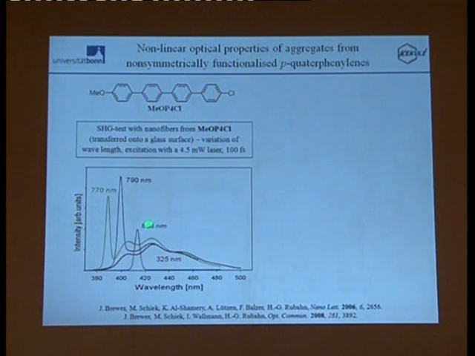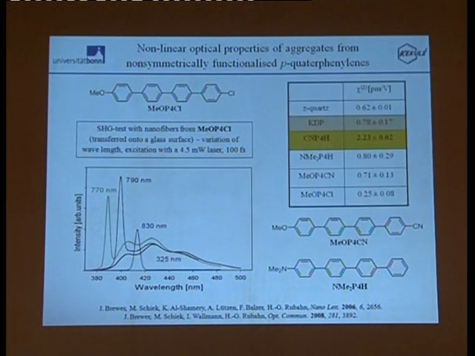So if we use a laser with 830 nanometers wavelength, what we get is an emission at 415 nanometers. And as you can see here, 790 nanometers, we get 395. 770 nanometers, we have 385 nanometers emission. In fact, these materials are very effective.